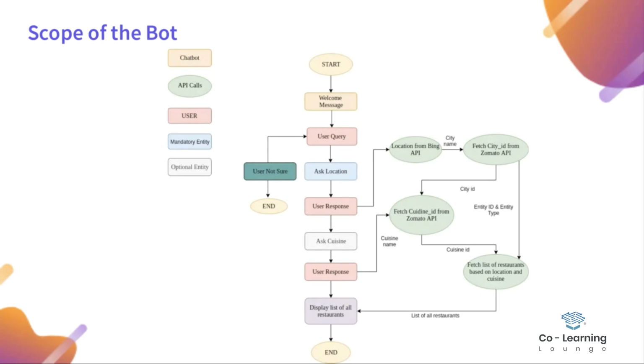It is self-explanatory. The thing that you see in the oval shape, in green color, is the backend of the chatbot where you do all the API calling, and the thing which you see in red is where the user is asking questions, and the box you see in blue is a mandatory entity, right?